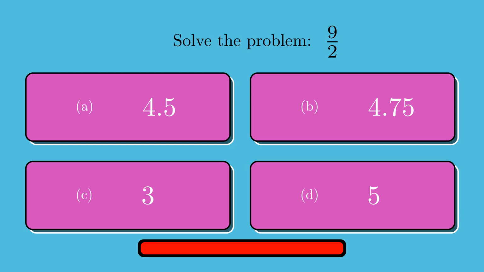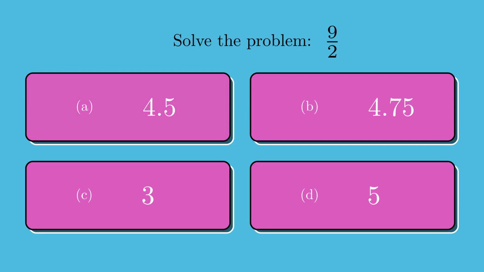Here is a math problem for you to solve. What is 9 divided by 2? Is it A, 4.5, B, 4.75, C, 3, or D, 5? You have 10 seconds to solve the problem, or you can pause the video if you need more time. Correct answer is A.